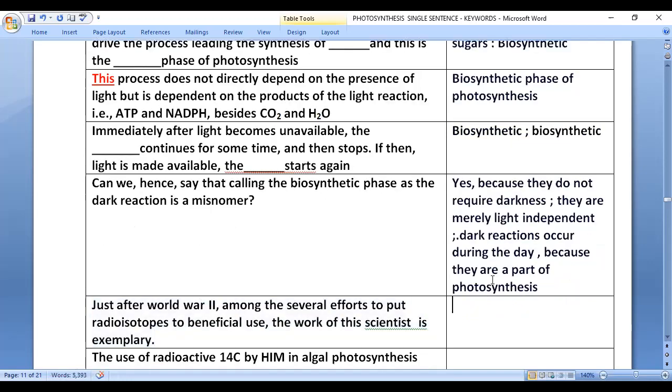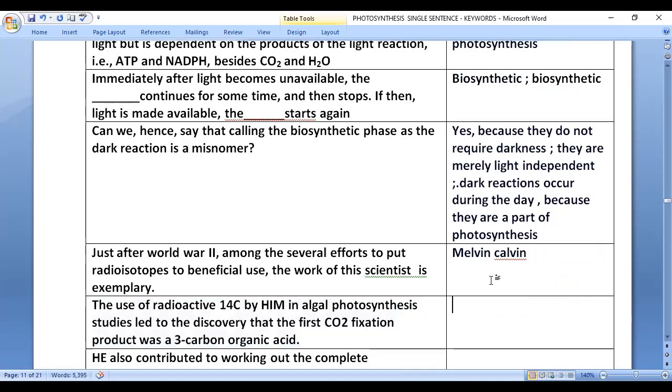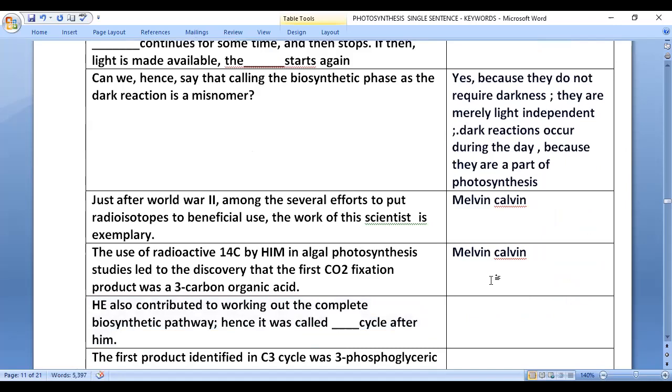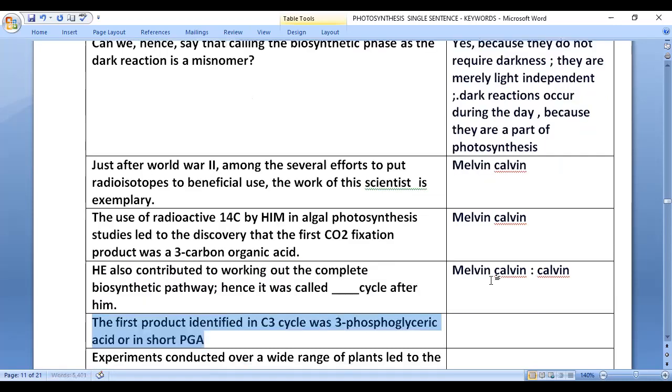Just after World War II, among the several efforts to put radioisotopes to beneficial use, the work of this scientist is exemplary: Melvin Calvin. His use of radioactive C14 in algal photosynthesis studies led to the discovery that the first carbon dioxide fixation product was a 3-carbon organic acid. He also contributed to working out the complete biosynthetic pathway. Hence, it was called the Calvin cycle after him.